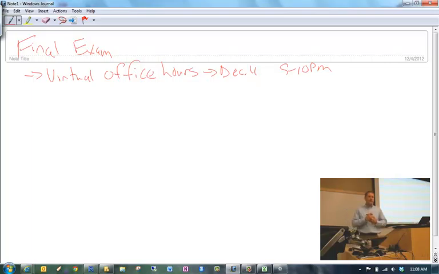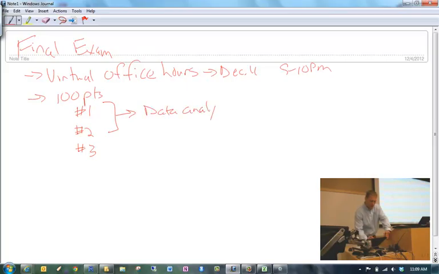The exam is the same kind of format as what we've seen before. It is comprehensive. It includes material before and after our last test. The general layout for the exam is 100 points possible. Problems number 1, number 2, and number 3, just three problems. Number 1 and number 2 are some kind of data analysis where you're going to need to use R.